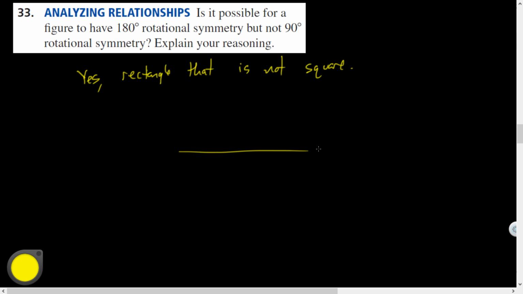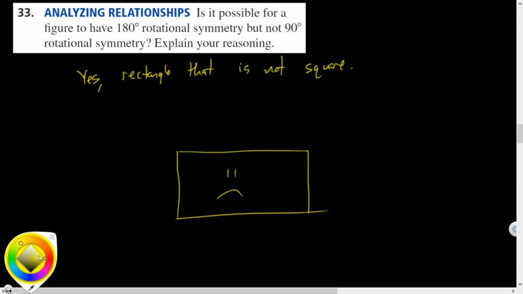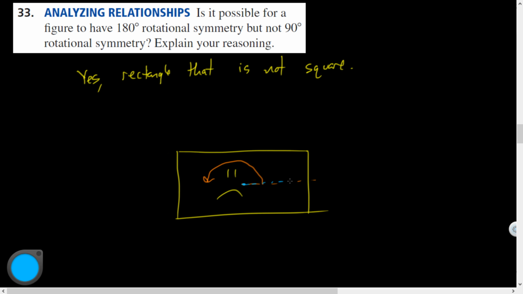All right, let's draw the saddest rectangle. Ooh, there we go. Here's my sad rectangle. If I rotate 180 degrees about the center, it would map back onto itself. However, if I was to rotate 90 degrees and land there, the rectangle would not be matching up. So it would have landed like that. It would not have 90 degree rotation. So there we go.